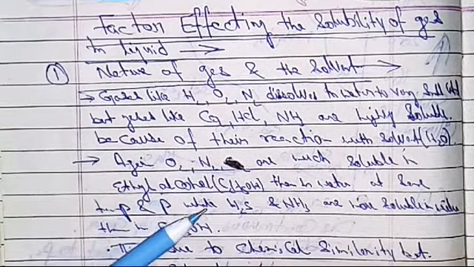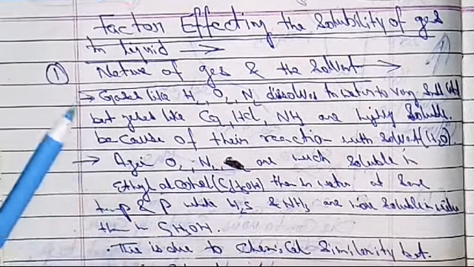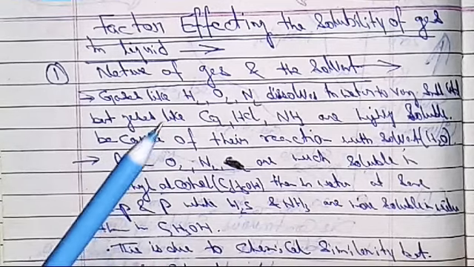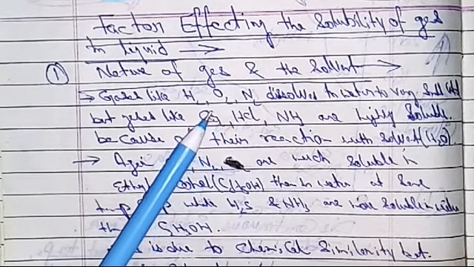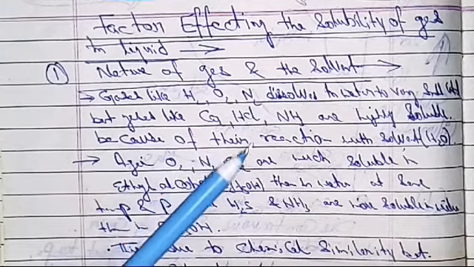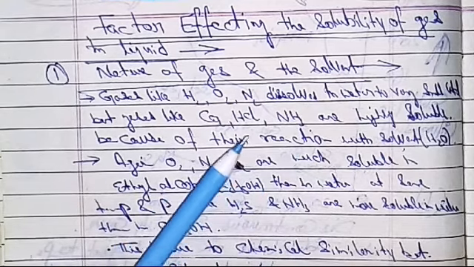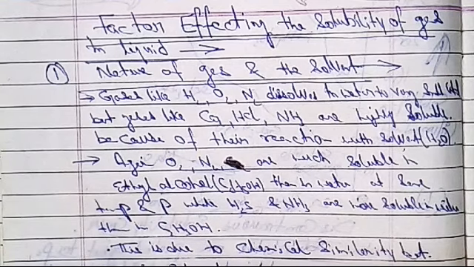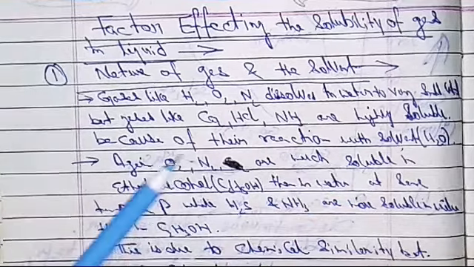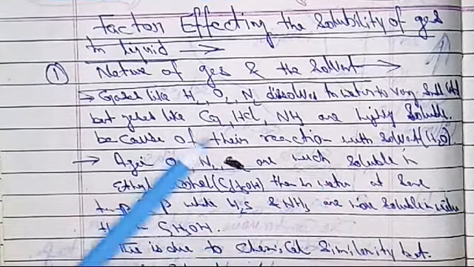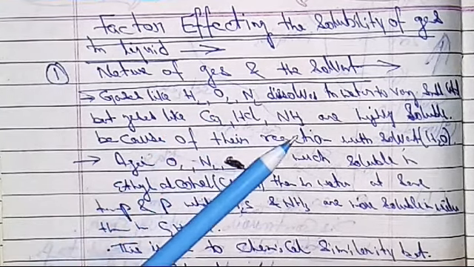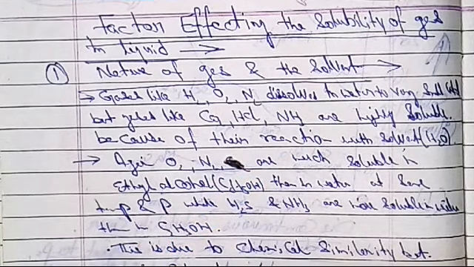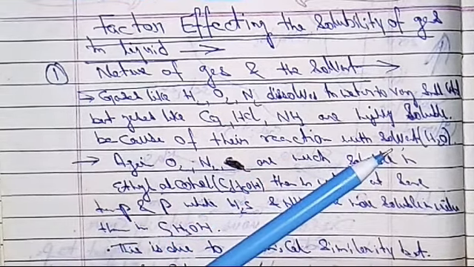We are going to see the same thing, factors affecting the solubility of gas in liquid. First one is the nature of gas. Same, H2, O2 and N2 dissolve in water very little. Why? Because H2, O2 and N2 are non-polar. But gases like CO2, HCl and NH3 are highly soluble in water. Why? Because CO2, HCl and NH3 are polar covalent molecules, and because of their reaction with the solvent they are highly soluble. So gases like H2, O2 and N2 are very slightly soluble in the solvent, while CO2, HCl and NH3 are highly soluble in water because they react with the solvent.